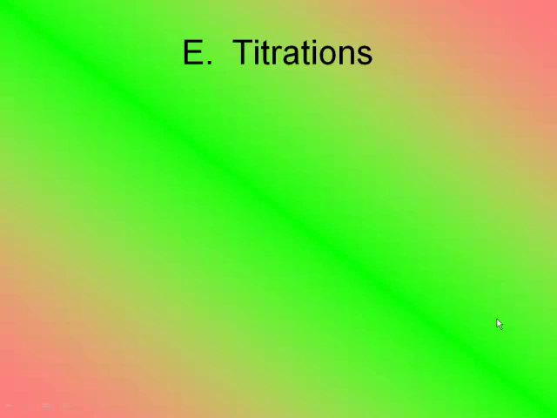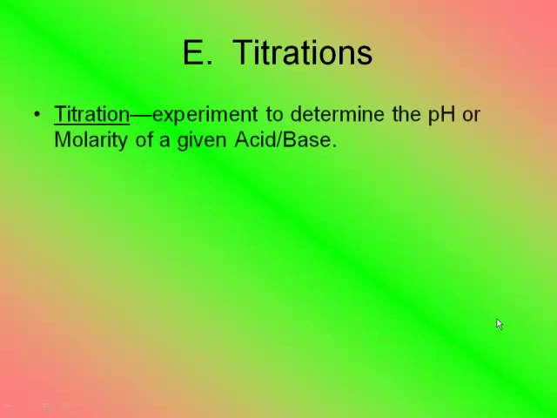So now that we've talked about what an acid and base is and we've talked about pH, let's look at actual experiments involving acids and bases. An experiment that involves an acid and base is what's called a titration. And a titration experiment is used to determine the pH or the molarity of a given acid or base.